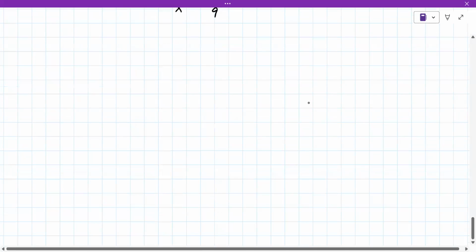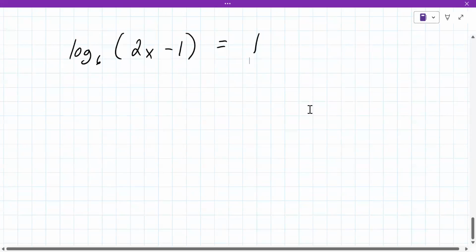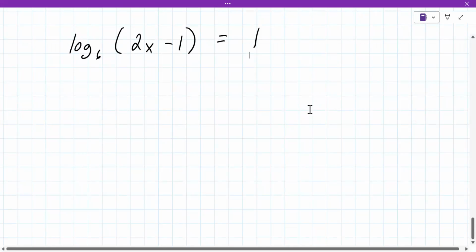All right, here we go. Let's go log base 6 of 2x minus 1 equals 1. So give this a try, please.